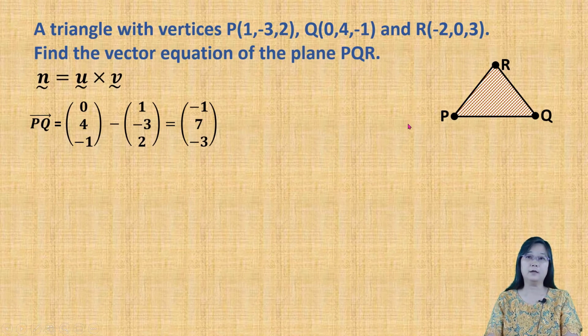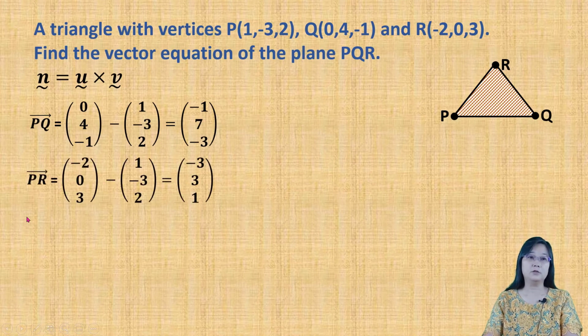Then another direction vector that I choose is PR. So PR is equal to OR minus OP. OR is the position vector of point R, and OP is the position vector of point P. When I subtract, I'll get the direction vector of PR. Now I have got 2 direction vectors.